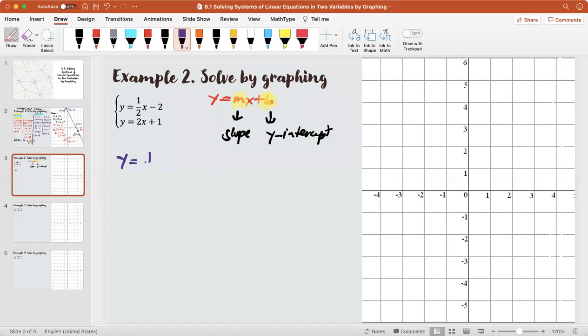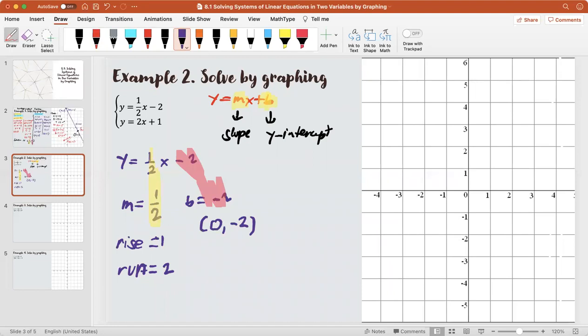Okay, let's go to the first one first. You have y equals 1/2 x minus 2. What's your slope here? It's equal to 1/2. How about your y-intercept? -2. So this is your y-intercept. This is your slope. With the slope which is equal to 1/2, that means that your rise is equal to 1 and your run is equal to 2. And the y-intercept -2 will give you the coordinates of the y-intercept, which is 0, -2.